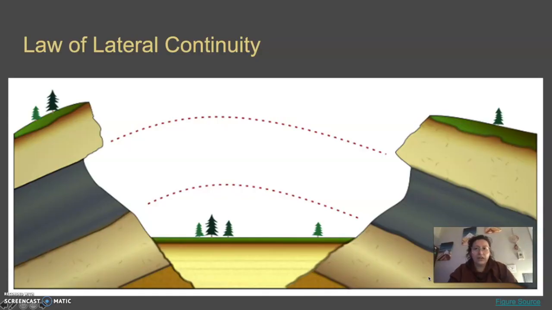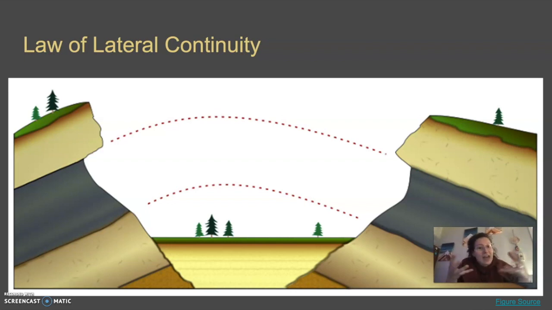Alrighty. The law of lateral continuity. This is a great figure. It shows that we can have no data, but still know that there was something happening, right? So we can look at the cliff face on the left side and look at the strata, the column, the layers, and then we can look at the right, and they're the same layers. So therefore we can conclude that there was a continuous structure at one point.